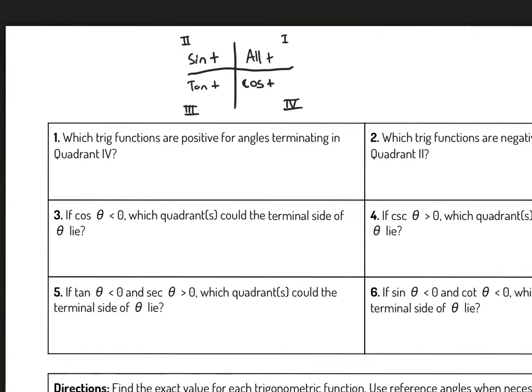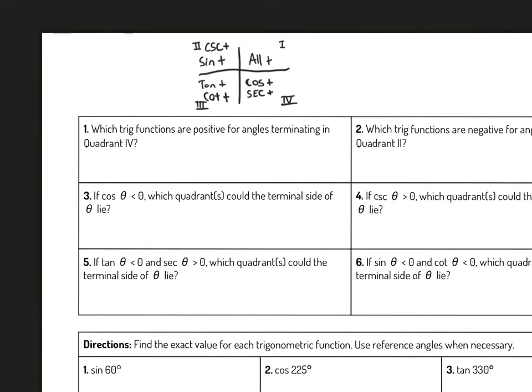But also the related ones, the reciprocals of each of these, are also positive in the same quadrant. So everything's positive in quadrant 1. Quadrant 2, cosecant will also be positive. And quadrant 3, cotangent will also be positive. And in quadrant 4, secant will also be positive. So this will help us fill in the rest of this. If I didn't say it explicitly, it's negative.